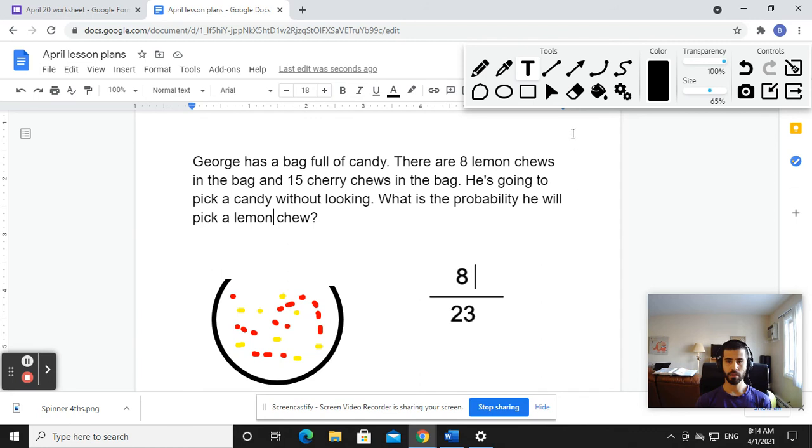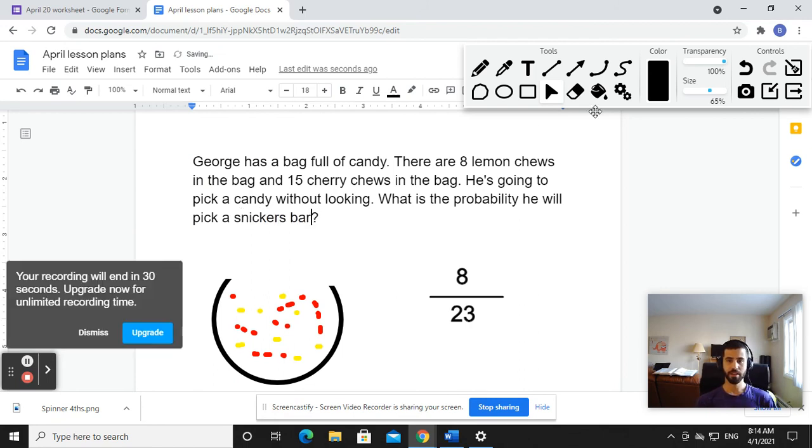Now, also, what might be asked as a trick question, what's the probability he will pick a Snickers bar? And now we have to ask ourselves, okay, well, we still have the same number of candies in there. How many Snickers bars are there in there? Well, there aren't any. So the probability is 0 out of 23.